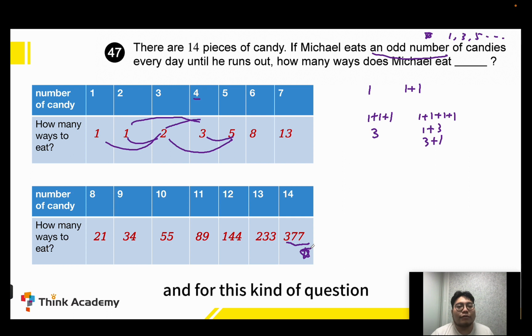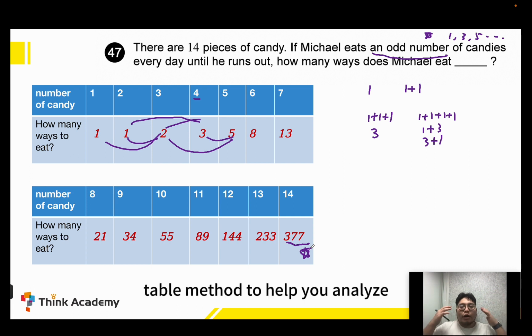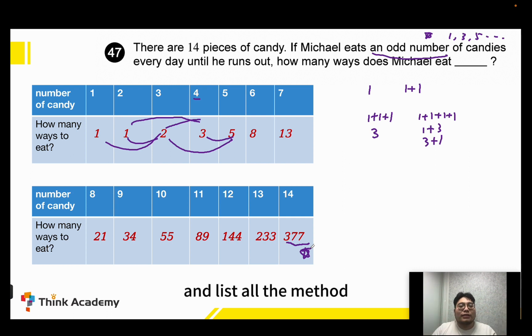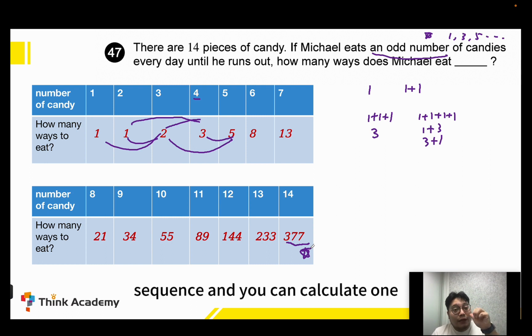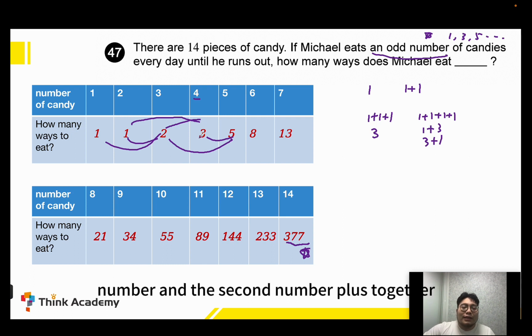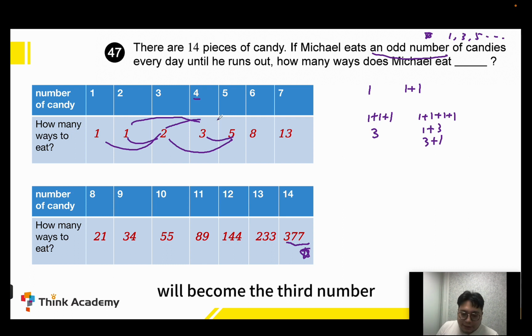And for this kind of question, you need to use the table method to help you analyze and list all the methods, or how many ways we can choose to eat these candies. And remember, this one is a Fibonacci sequence, and you can calculate the first number and the second number plus together will become the third number.